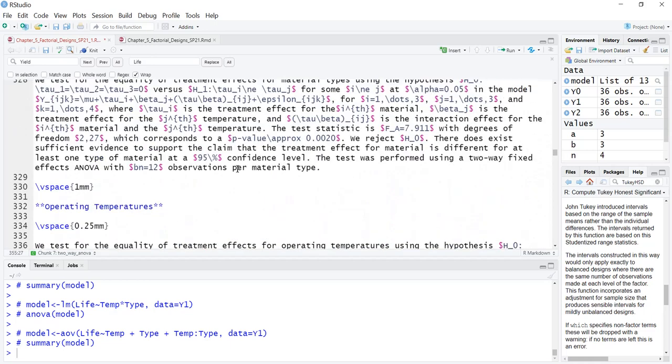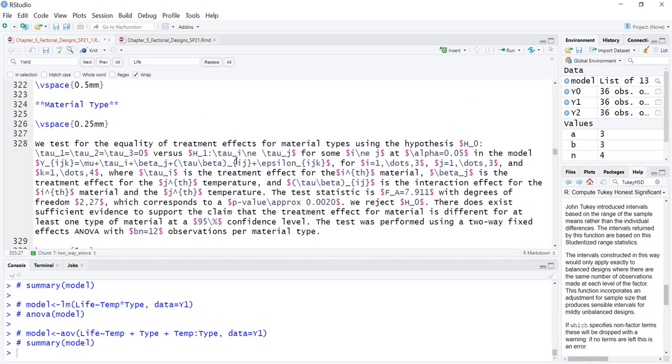So I'm going to do the test for all 3. I've written them up. I want to point out that for these, because we have this model, and we have more than one factor, it's important to tell the reader which one is which. So in this case, I added this: tau i is the treatment effect for the ith material. So now we know that tau goes with material, beta goes with temperature. And then I have tau beta is the interaction effect for the ith material and the jth temperature.